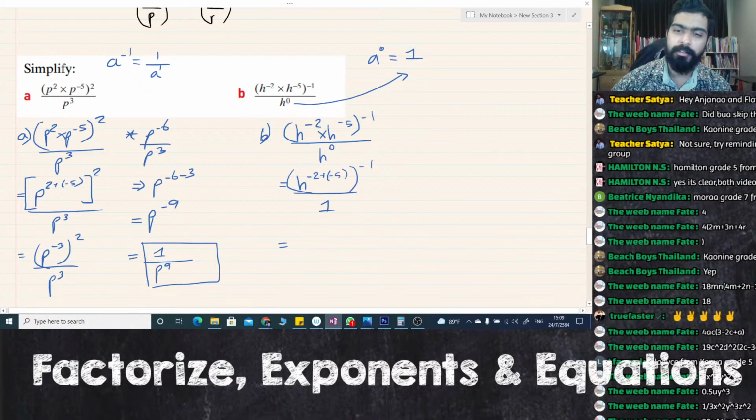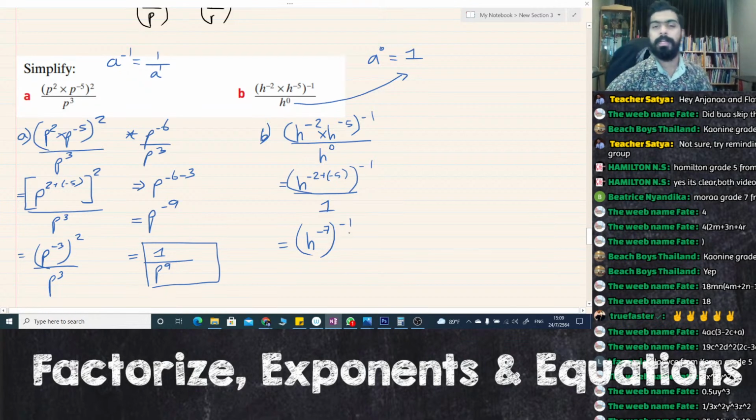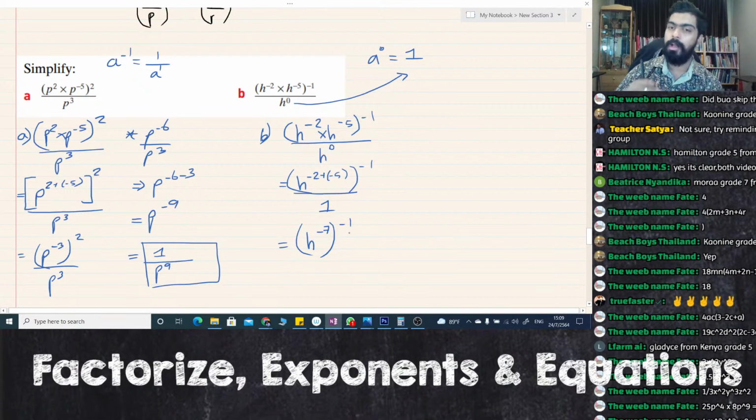Now what we would have here is negative 2 and negative 5 is going to give us negative 7. So we have h raised to the power of negative 7 and to the power of negative 1, right? Now in this one guys, just because it is raised to the power of a negative number, don't get panicked, okay? So we have h raised to the power of negative 7 times negative 1. Very good, which is equal to h raised to the power of 7.